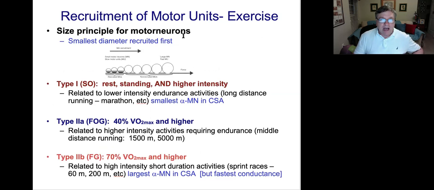So this is the size principle for motor neurons. Each one of these circles represents a cross-sectional area of the muscle fiber. So for type 1 muscles, you recruit them all the time. Rest, standing, high intensity. It does mean during weightlifting, you can get a response from the type 1 fibers, but since you're using them all the time, it's not quite as great as the fast twitch fibers.